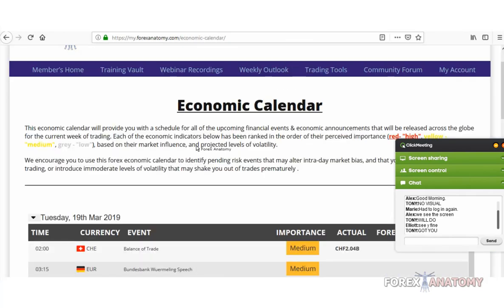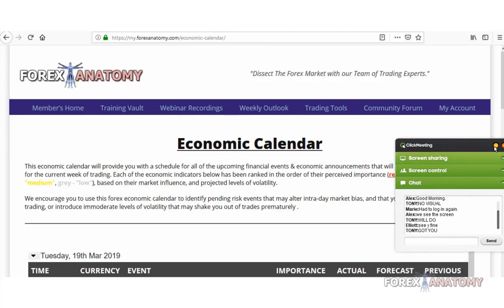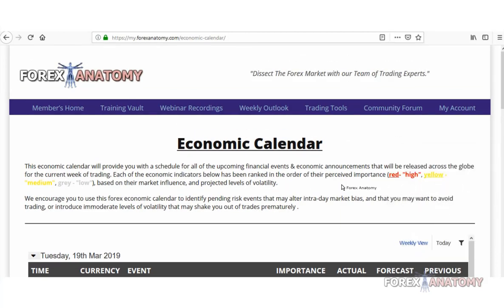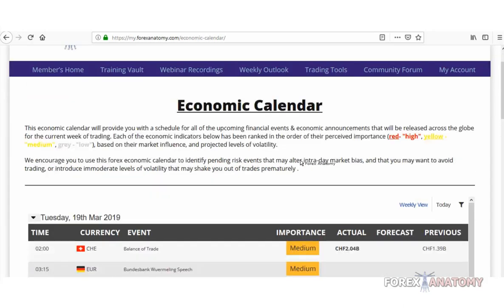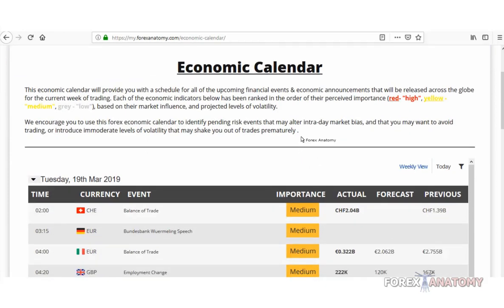This is actually Forex Anatomy. Let me just close this right here or minimize it. But this is Forex Anatomy right here. And this is the economic calendar that we have on the site for all our premium members. And let's see what came out today.